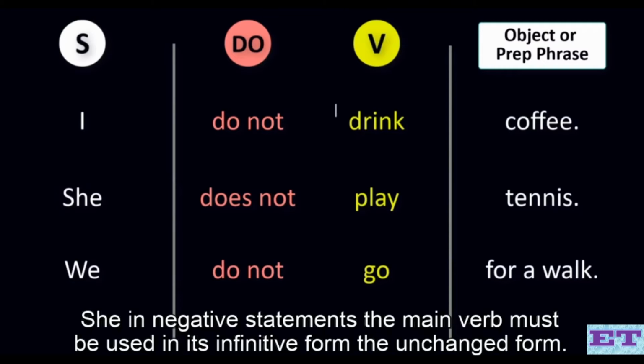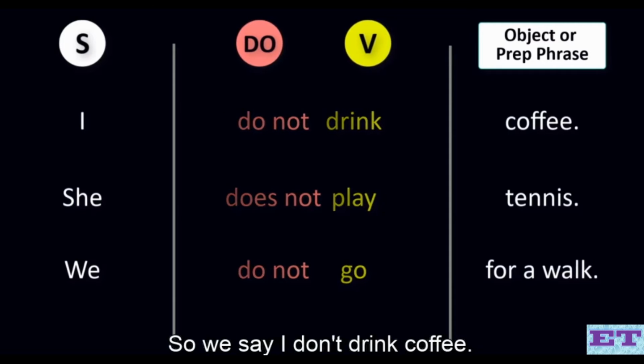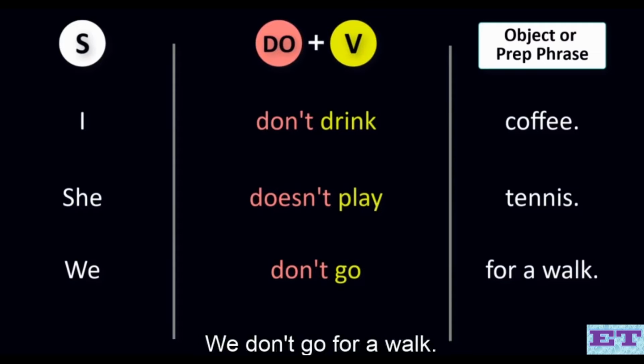In negative statements, the main verb must be used in its infinitive form, the unchanged form. Also, in everyday speech, we generally use the contracted form. So we say, I don't drink coffee. She doesn't play tennis. We don't go for a walk.